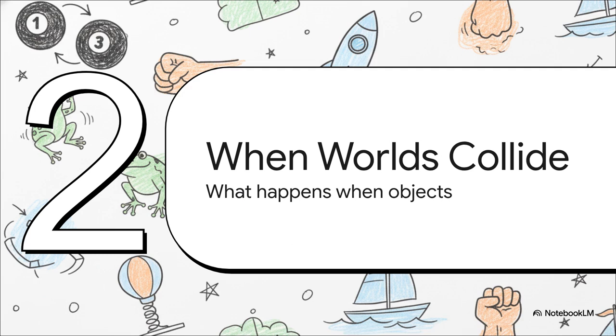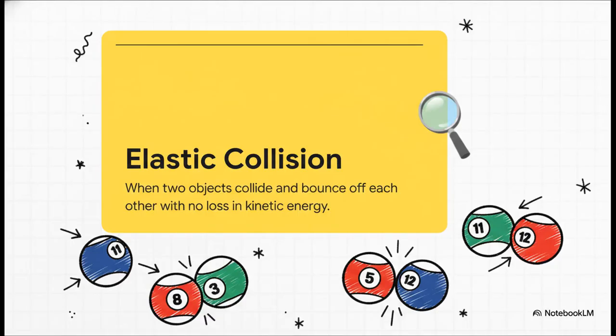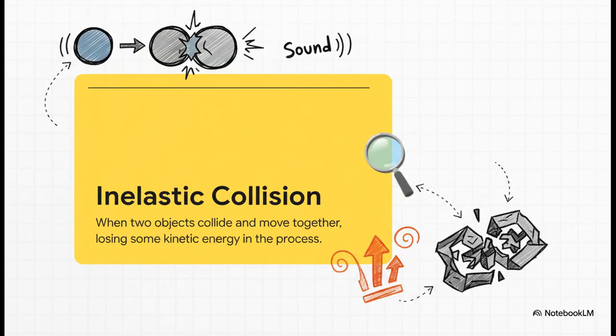Okay, so now let's take this idea and apply it to something a little more dynamic. Collisions. It turns out Newton's third law is the absolute master rule for what happens when any two things slam into each other. So, first up, we have something called an elastic collision. The easiest way to think about this is as a clean collision. Picture two billiard balls. They smack into each other, they bounce off, and basically no energy of motion, that's kinetic energy, is lost in the process. It's a perfect rebound.